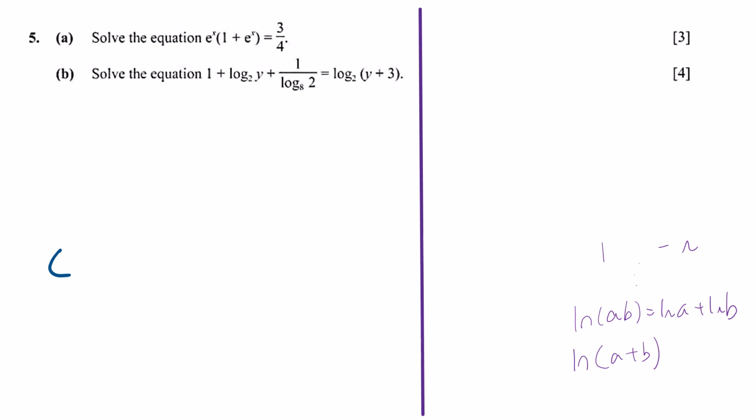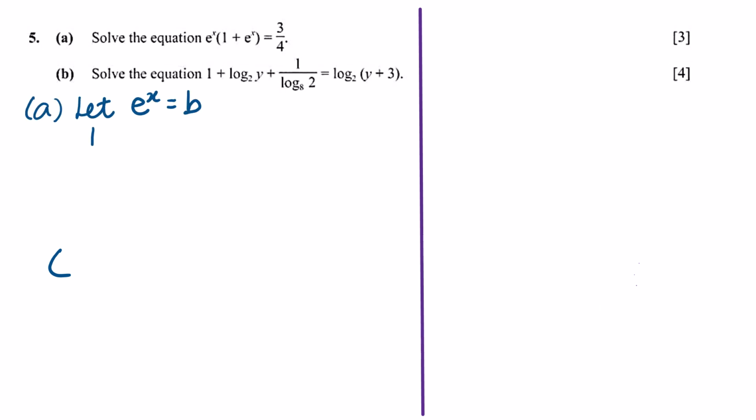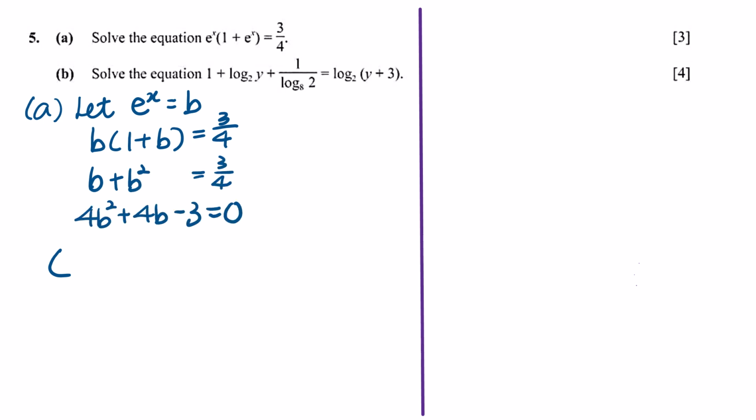So what is the other method that you can use here? Let's take a look. Yes, the other method we can use is the substitution method. Remember what I've mentioned earlier? The substitution method is a very practical and very useful method that we can use to solve a lot of problems. So we're going to replace e to the power of x with the letter b, and you end up getting a quadratic equation in terms of b, which you can factorize.